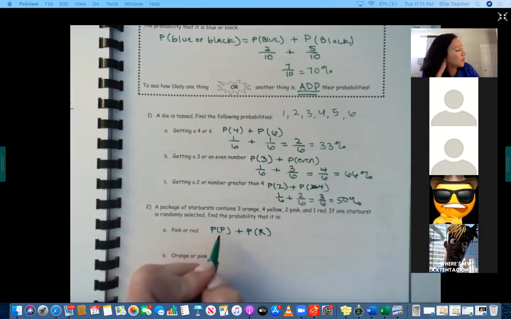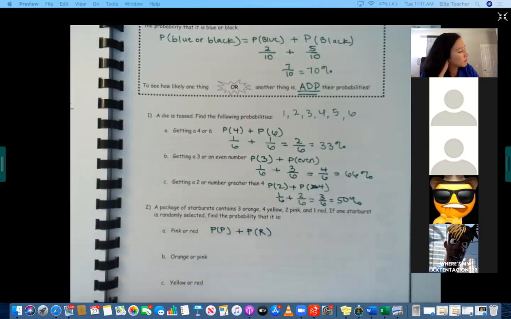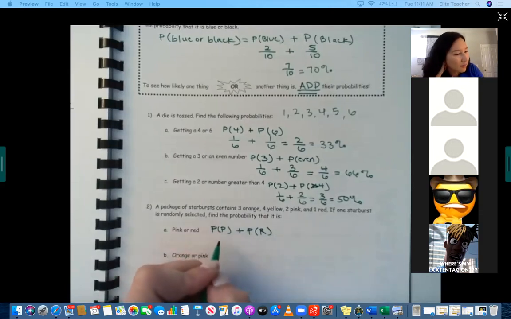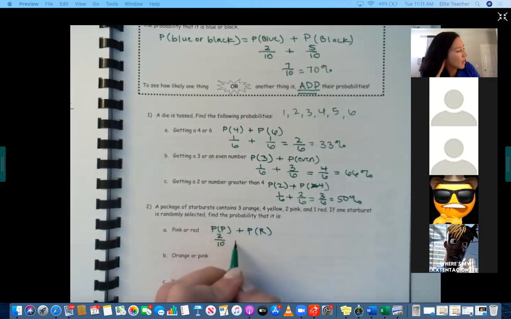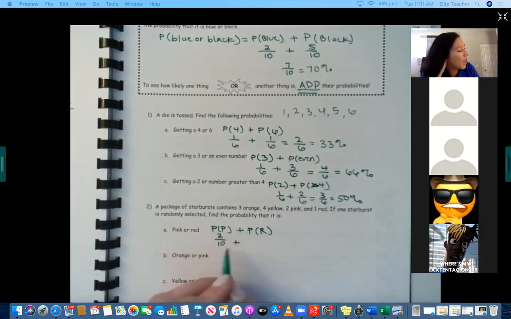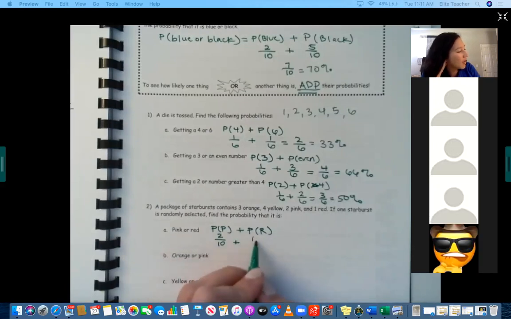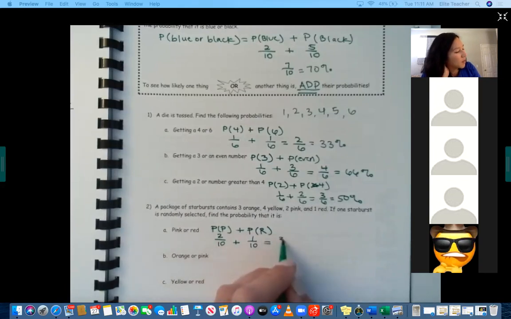So what's the probability of it being pink? Anyone? 2 out of 10. Yep, very good. Thank you, Jasmine. We add that to the probability of it being red. What's the probability that it'll be red? 1 out of 10. Yep, thank you, Jade. We add those, so it would be 3 out of 10, which is a 30% chance.